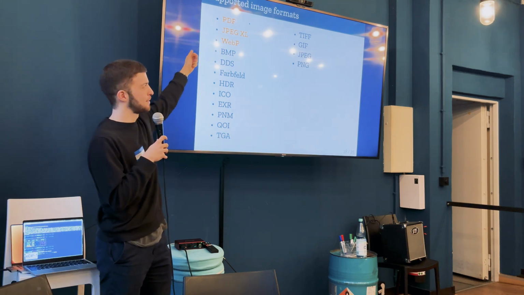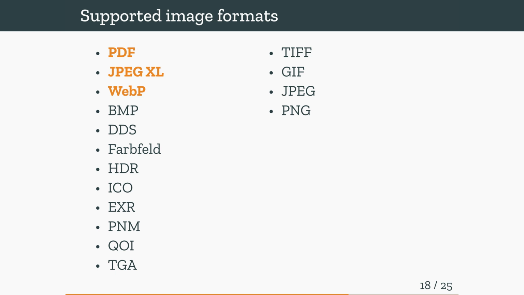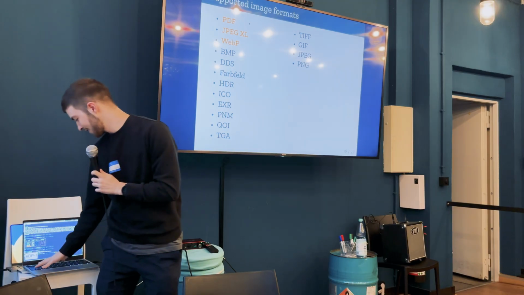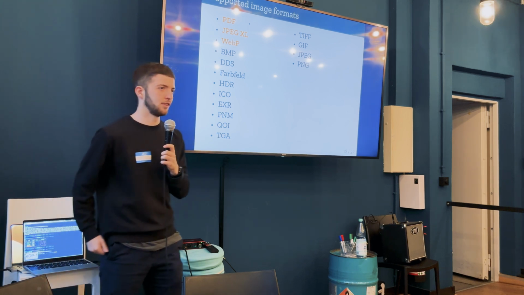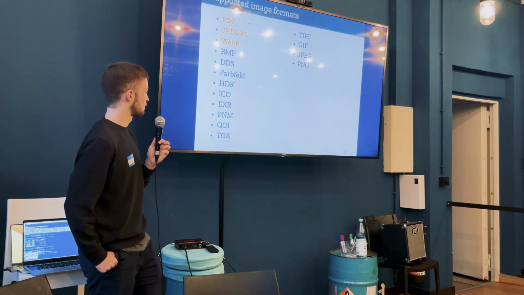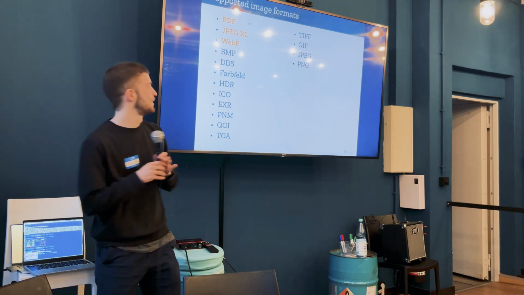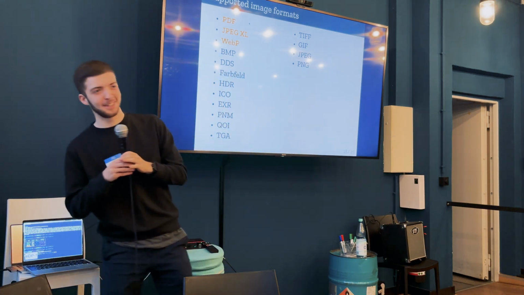Then JPEG XL, that's a different crate from the image crate. It's done using jxl-oxide. And it's a really nice image format. It works. And of course, all those other formats work too. In particular, that one was often requested. But also PNG, if you ever wanted to do that.